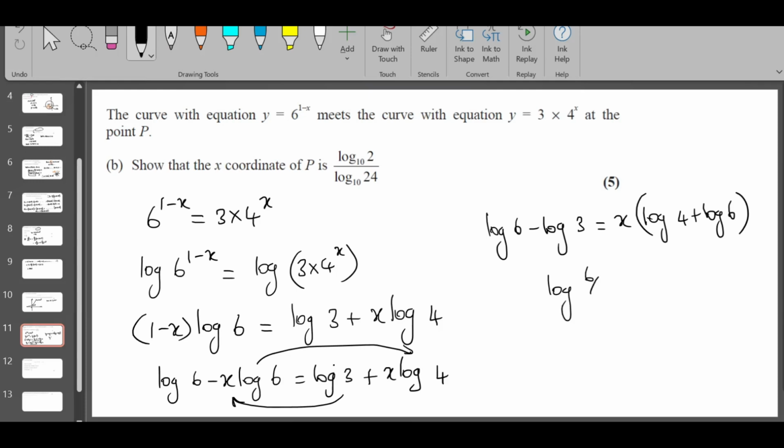6 over 3, and log a plus log b is this, right? So x is basically log of 6 over 3, which is log 2, divided by log of 4 times 6, which is 24. That's all. It's a 5-mark question.